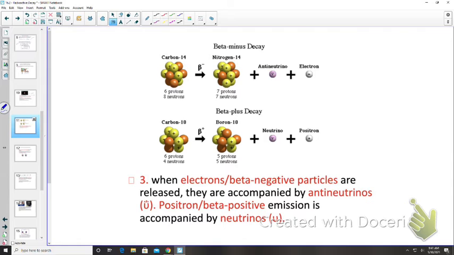The last thing, or another conclusion that physicists were able to reach after further investigation was that when electrons or beta negative particles are released, they are accompanied by antineutrinos or neutrinos, right? We talked about this. Remember, beta positive decay has neutrinos, and beta negative decay has antineutrinos. Okay, make sure we know the difference between those two. Okay, so we have neutrino in beta positive decay. And we have antineutrinos in beta negative.